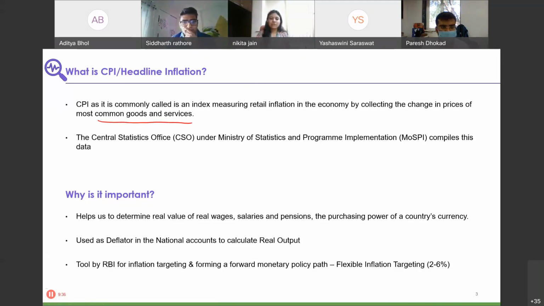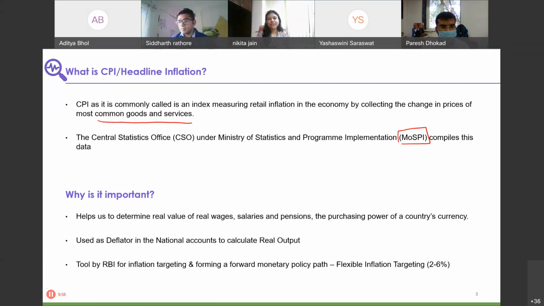But in our article, we used the CPI, which is calculated by CSO, an all India combined index collected by CSO MOSPI. So this is what we were working on. Now, why is it important for you and me or a common person to understand inflation? How does inflation actually matter?